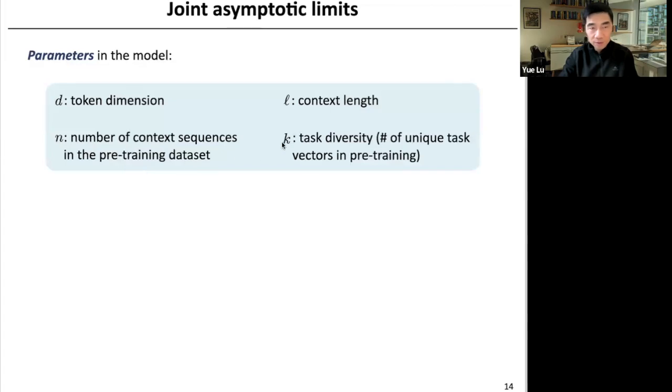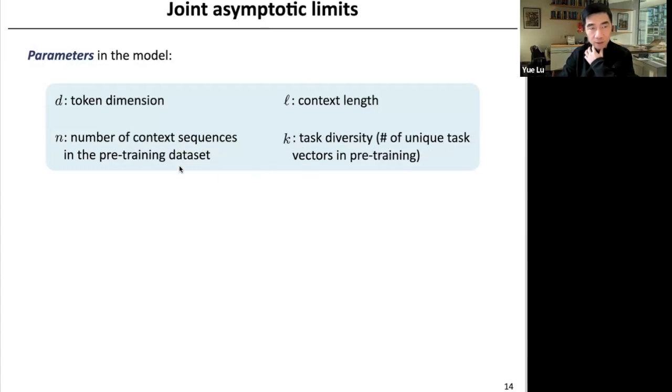And finally, we have this number K, the so-called task diversity, because in a pre-training data set we only have a finite number of different task vectors, and K is the number of these task vectors. The larger the value of K, the more diverse the pre-training data set is.